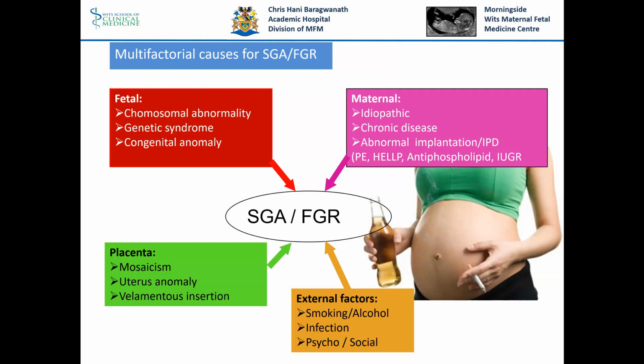It could be due to fetal problems, such as chromosomal abnormalities or genetic syndromes. It could be due to maternal issues, idiopathic chronic disease, abnormal placentation, and conditions such as preeclampsia, HELLP syndrome, antiphospholipid syndrome, and so on. It could be placenta problems, mosaicism, or abnormal uterine anatomy. You've heard from the previous speakers the term velamentous insertion, which can often lead to IUGR. And of course, external and environmental factors: smoking, alcohol, drug usage, and so on.